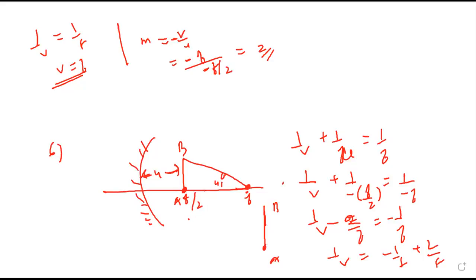Now we'll see where is this point C coming. For point C, u is f plus f by 2. That will become 3f by 2. Correct? Yes, sir.